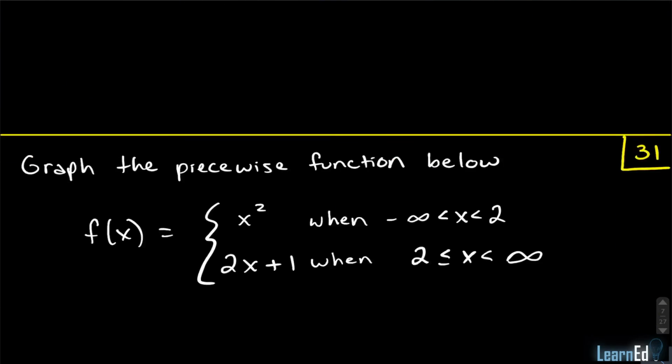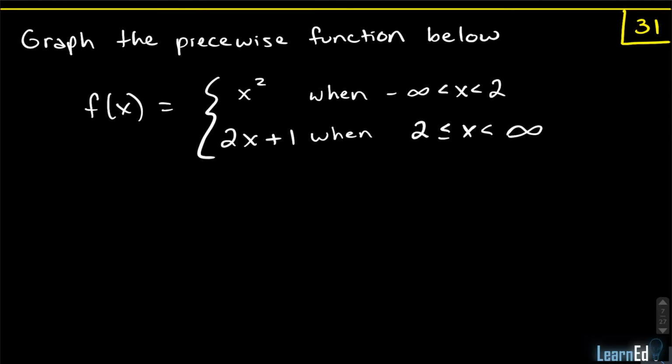Moving on to problem 31, we want to graph the piecewise function below. That piecewise function is f of x equals x squared when x is between negative infinity and 2, not including either endpoint. And it equals 2x plus 1 when x is between 2 and infinity, including 2.